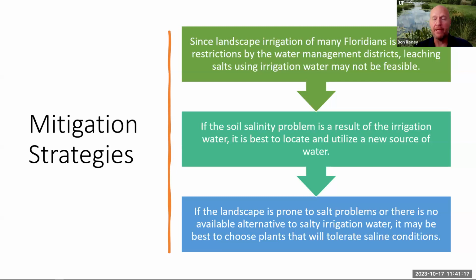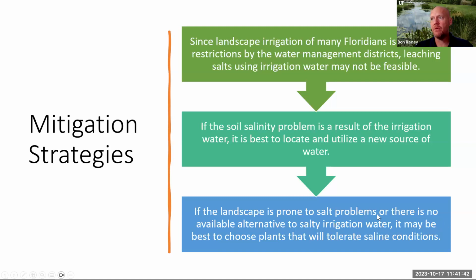My yard's brown. But if the salinity problem is a result of irrigation water, then we need to locate a new source. It may be that you have to disconnect from that wellhead itself, either until it mixes a little bit more with fresh water, or you may have to hook on some filtration, because that's an issue as well.